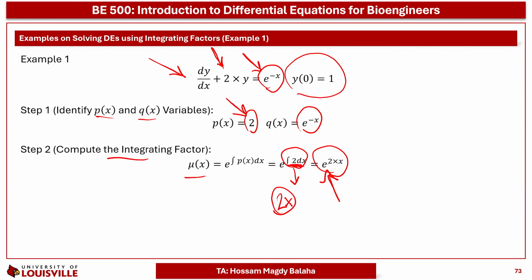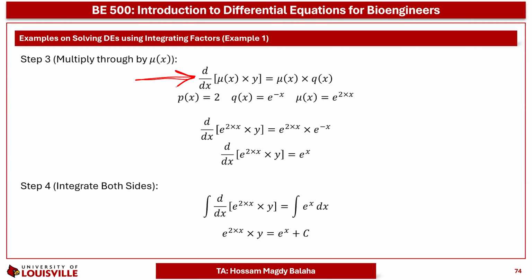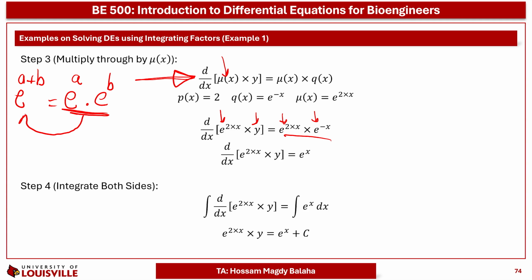Use this integrating factor and substitute in this equation. Mu of x was exponential of 2x, put it here with y, and put mu of x, exponential of 2x, here, and the q of x was exponential of negative x. As noted, if you have exponential of a plus b, this will equal the exponential of a multiplied by the exponential of b. So in this case, we have the right side, so you can convert it to the left side for easier manipulation.